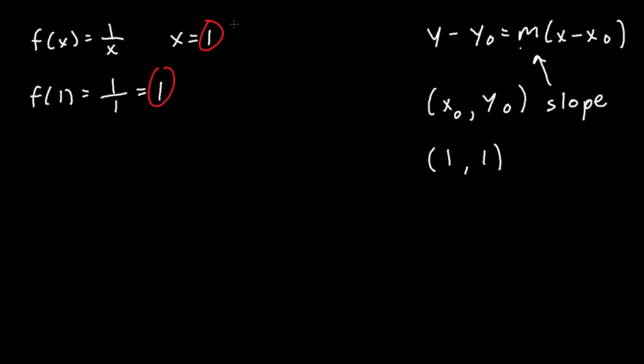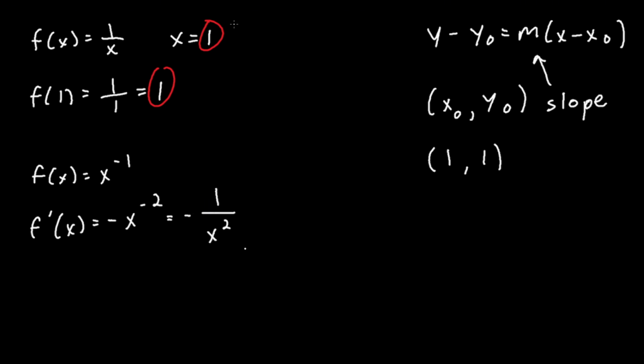All right, let's go ahead and find the slope. Well, the slope is the derivative of your function. And we can rewrite the function so that we can use power rule. So 1 over x is equal to x to the power of negative 1. Therefore, if we want to find the derivative, we can just bring down the negative 1 and subtract the exponent by 1. So we get negative x to the power of negative 2, which is equal to negative 1 over x squared.